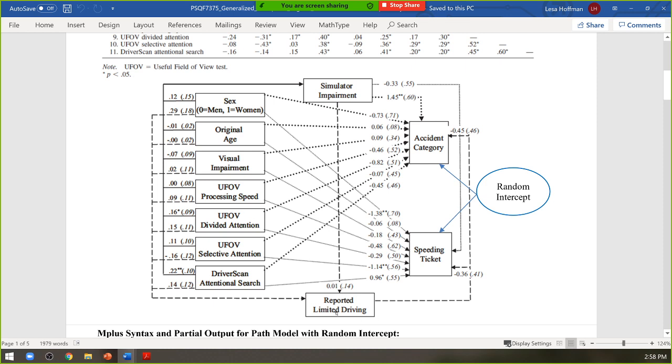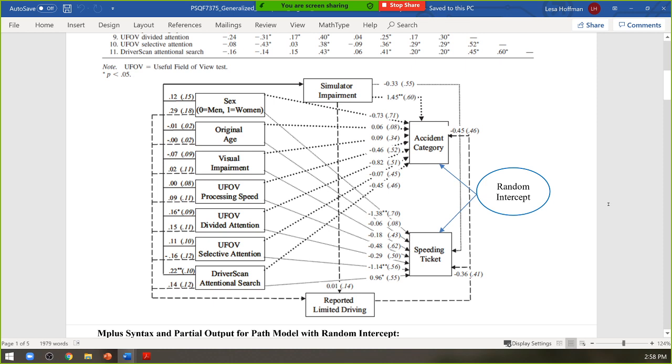I then, in the subsequent follow-up study, collected a report of whether or not they had limited their driving in the last 5 years, whether or not they had engaged in an accident, at least partially at fault, and whether or not they got a speeding ticket.